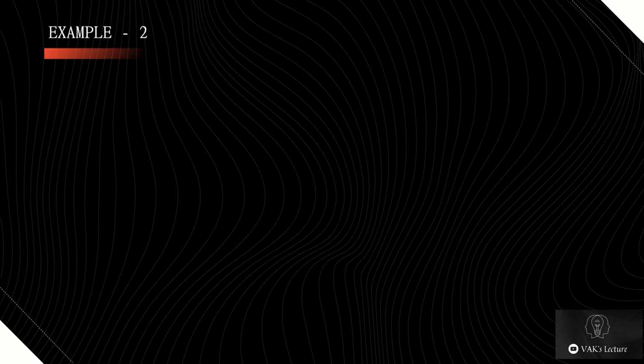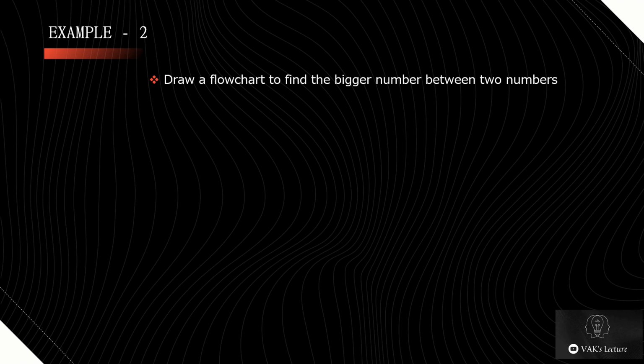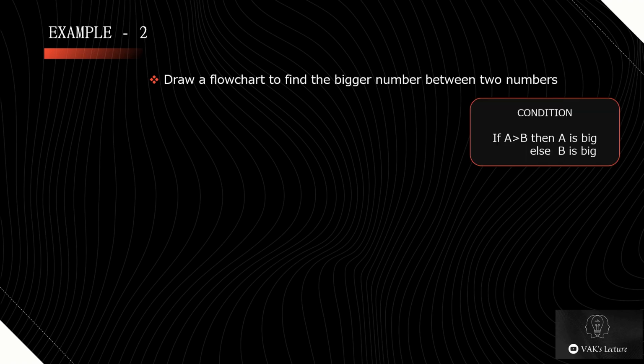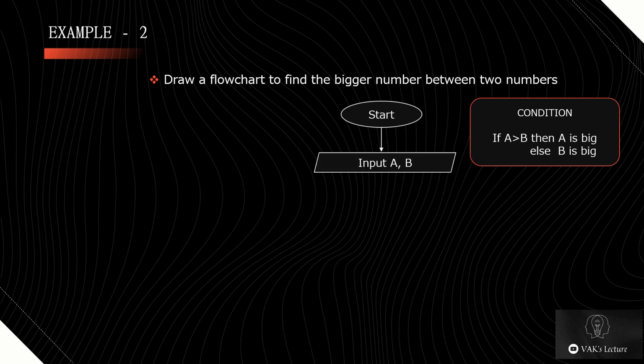And we see one more example. Draw a flowchart to find the bigger number between two numbers. That means if the two numbers are A and B, then what is the condition? If A greater than B, then A is big, otherwise B is big. Based on this condition, we have to draw the flowchart. So as usual, start the flowchart. Next, take two values from the user and store them in A and B.